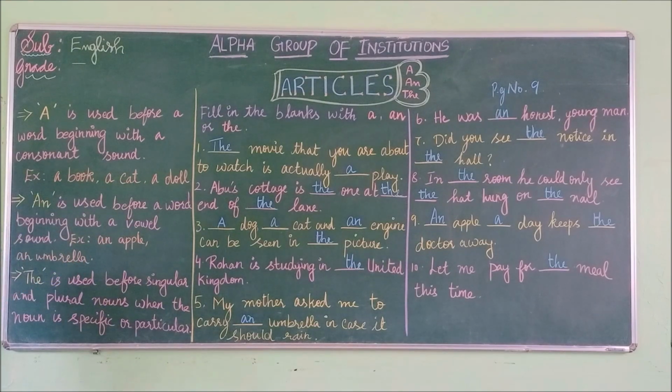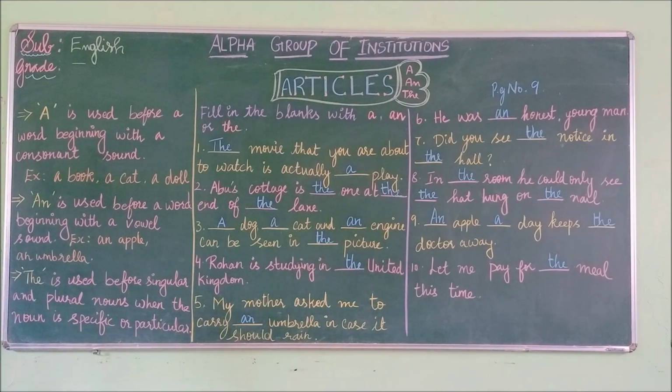So we have got A, E, I, O, U. So these are vowels, right? So an is used in front of these vowels. For example, an apple, an umbrella. So we do not say a apple or a umbrella. We should say an apple and an umbrella. So here, where do we use an? We use an before a word beginning with a vowel sound. For example, an apple, an umbrella.